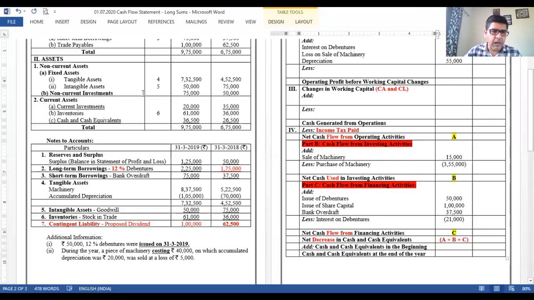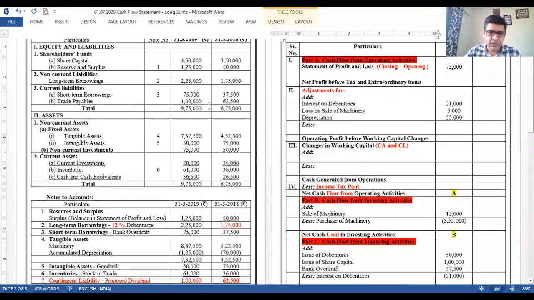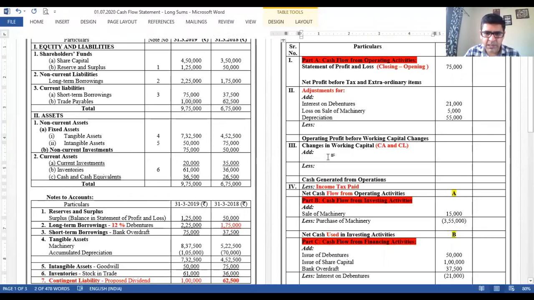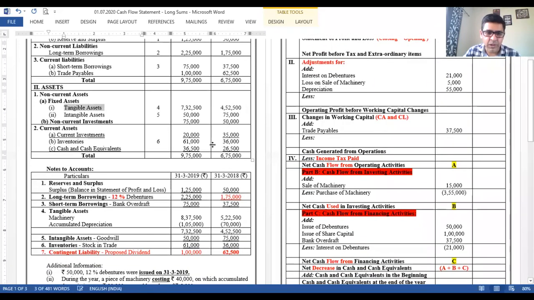Next, after short-term borrowings, it's trade payables. Trade payables was 62,500 as opening balance, closing balance is 1 lakh. So it has increased basically, right? Again, increase in liability will be inflow of cash, but this is trade payable, the current liability. The current liabilities are basically shown in the working capital part. That's the third part of operating activity. So increase in liability will be added. So I'll be putting over there as trade payables, right? Amount is 37,500.